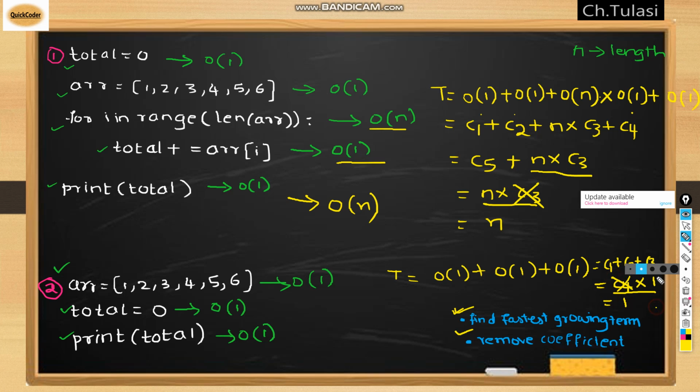We could also do it with 2, but the standard way is 1. So the total time it takes is O of 1. Okay, let's quickly move on. This is linear time, this is constant time. Let's go with the quadratic time also.